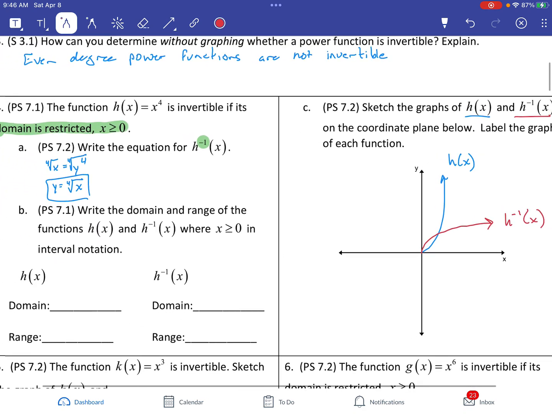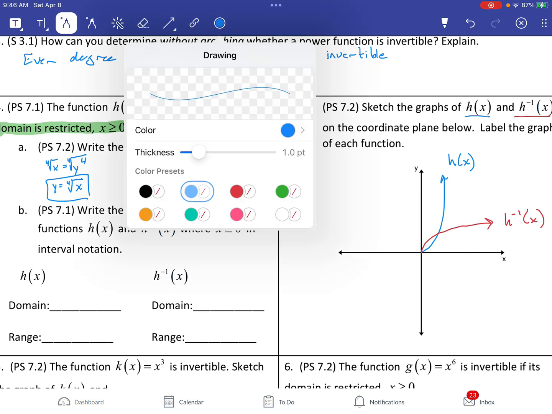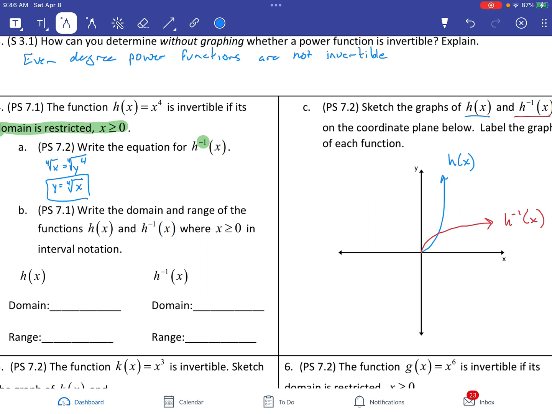Now we're going to go back to part B, and we're going to reference the graphs as we do it. I'll first do h of x. The domain, the x values that exist in the blue graph, starts at 0 on the x-axis and goes towards positive infinity to the right. For the range on the y-axis, it starts at 0 and goes up towards positive infinity. For the inverse, the domain on the x-axis starts at 0 and goes to the right towards positive infinity. And the range starts at 0 on the y-axis and goes up towards positive infinity. So they're the same. And that's the domain and range.